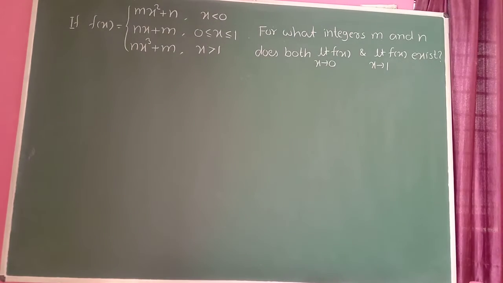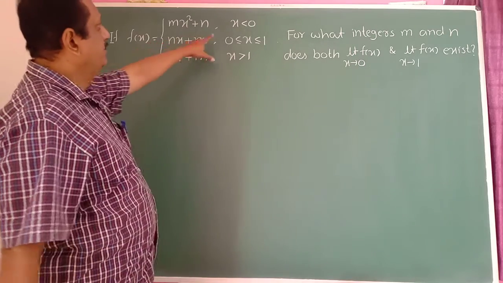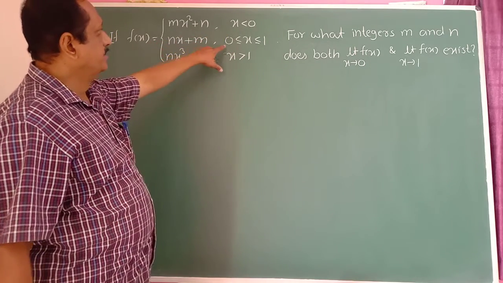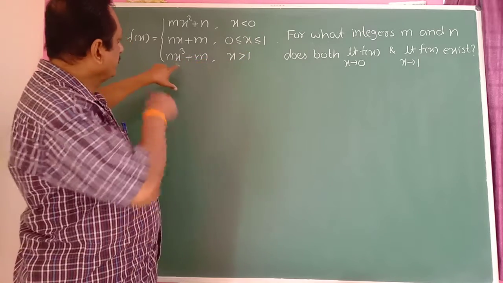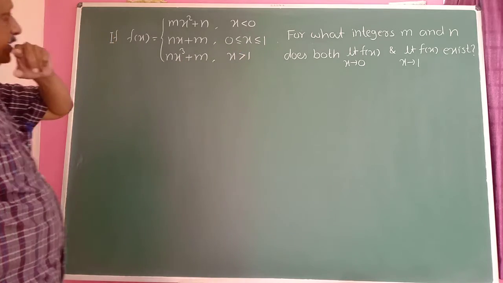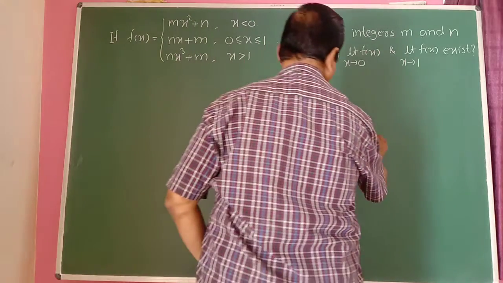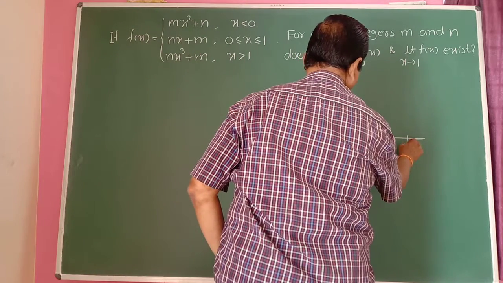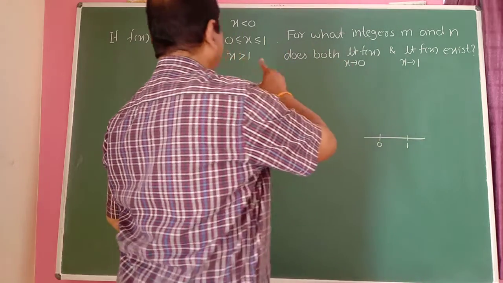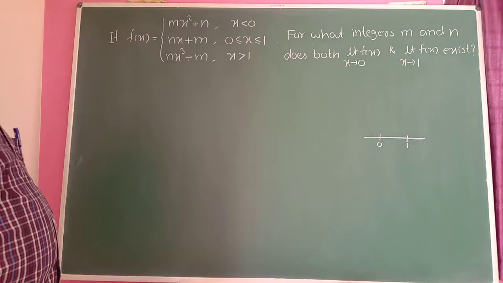So there is a function here. f of x is equal to mx square plus n for x less than 0, nx plus m for 0 less than or equal to x less than or equal to 1, and nx cube plus m for x greater than 1. For what integers m and n do both the limit of f of x as x tending to 0 and the limit of f of x as x tending to 1 exist here? There are two questions here. Okay, so 0 and 1 here. At these points, what are the values of m and n?